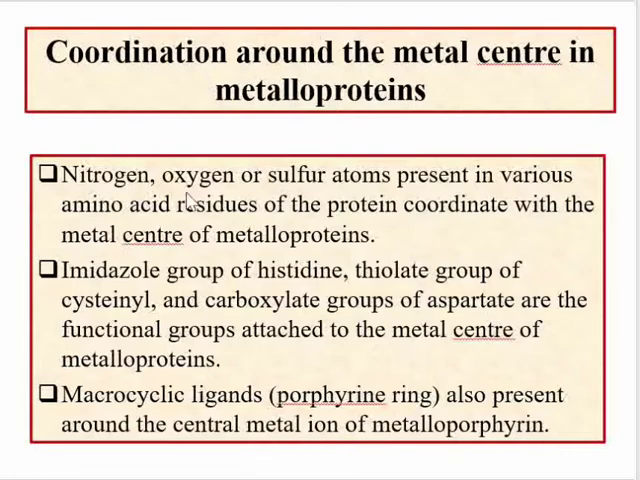So generally nitrogen, oxygen and sulfur are the donor atoms present in the ligands coordinated to the metal center. Sometimes macrocyclic ligands like the porphyrin ring are also present around the metal ions of the metalloporphyrin. Again, these macrocyclic ligands generally have nitrogen as their coordination site.